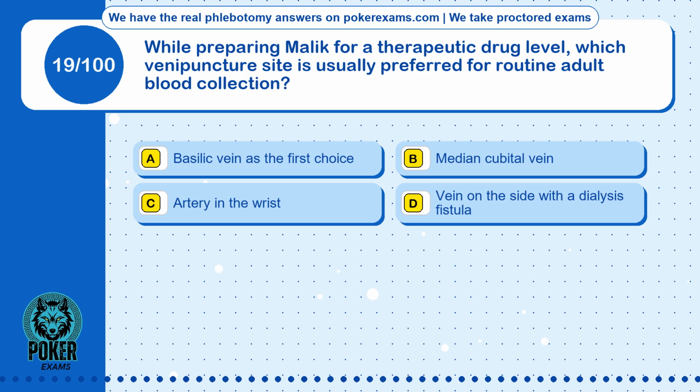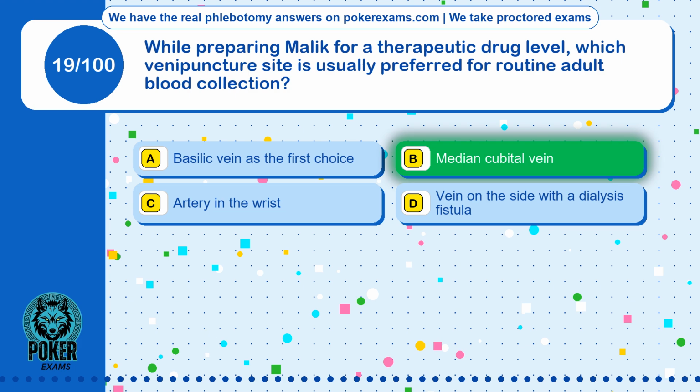Question 19. While preparing Malak for a therapeutic drug level, which venipuncture site is usually preferred for routine adult blood collection? Option A. Basilic vein as the first choice. Option B. Median cubital vein. Option C. Artery in the wrist. Option D. Vein on the side with a dialysis fistula. The correct answer is option B.